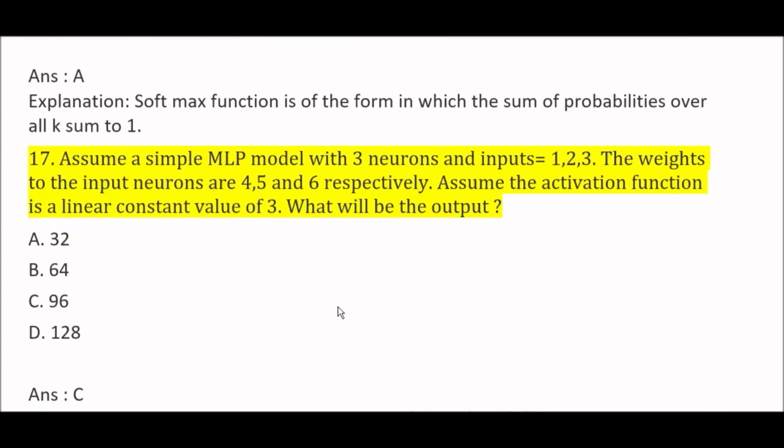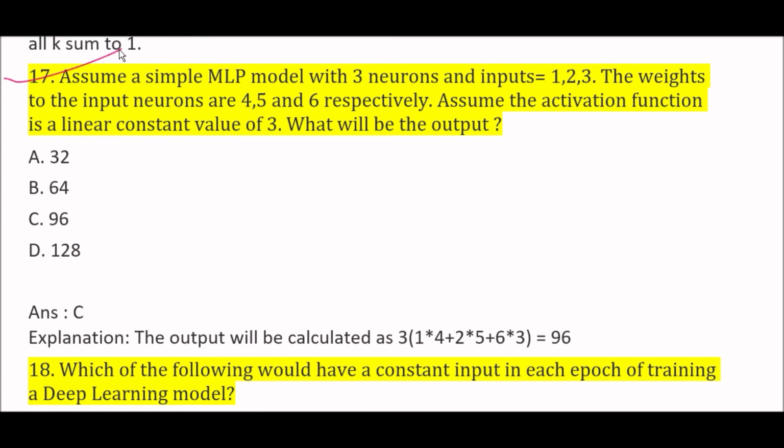Okay, next question. Assume a simple MLP model with 3 neurons and inputs 1, 2, 3 respectively. The weights to the input neurons are 4, 5 and 6 respectively. Assume the activation function is a linear constant value of 3. What will be the output? This is a very simple question in deep learning from unit 1. Options A, B, C, D are given here and the right answer is option C, 96.